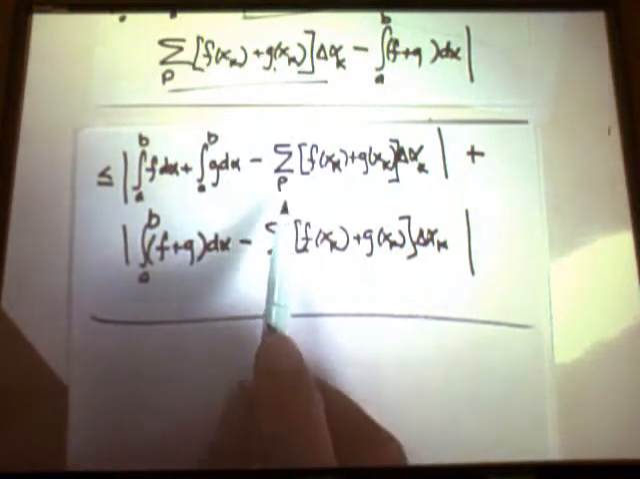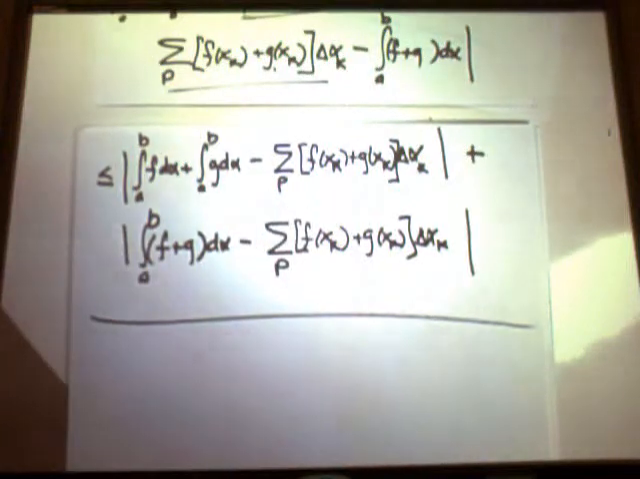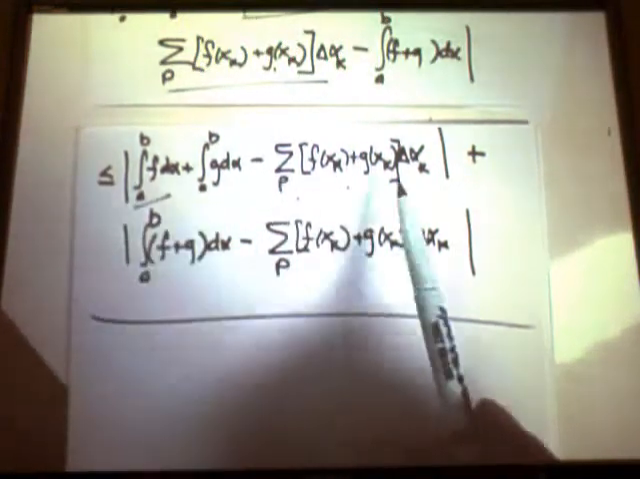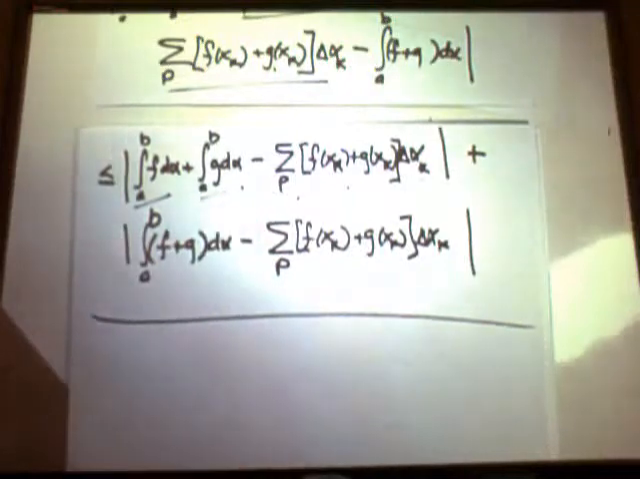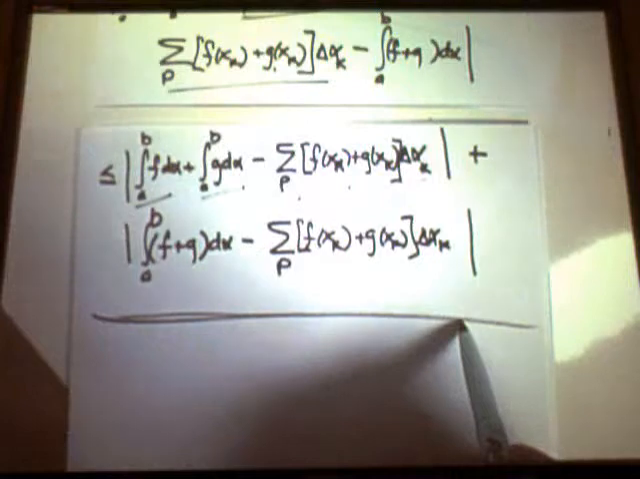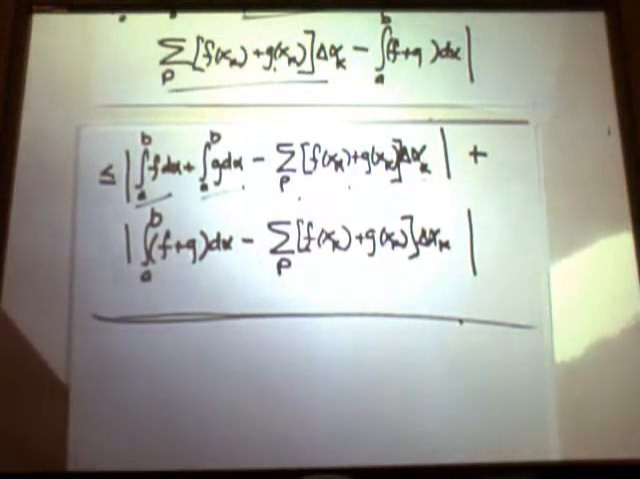Well, this partition has a norm finer than delta. So if I take this piece with this guy and this piece with this guy, each one of those will be less than epsilon over 2. Here's that. So I have an epsilon over 2 there. I'm trying to control this.